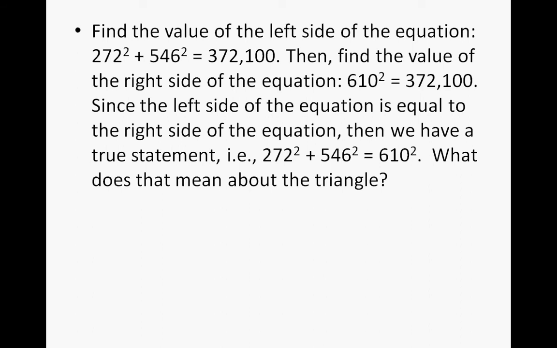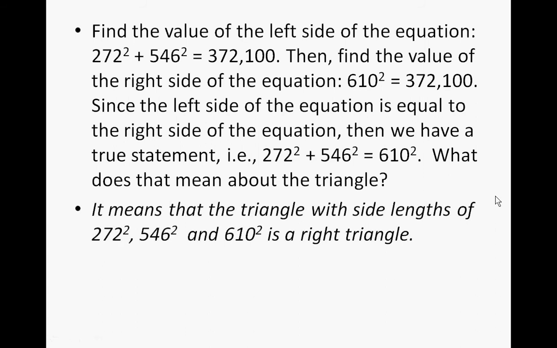372,100. Well, since the left side of the equation is equal to the right side of the equation, then we have a true statement. So what does that mean about our triangle? Well, it means that the triangle with side lengths of 272, 546, and 610 is a right triangle, because again, the Pythagorean theorem only works for right triangles.